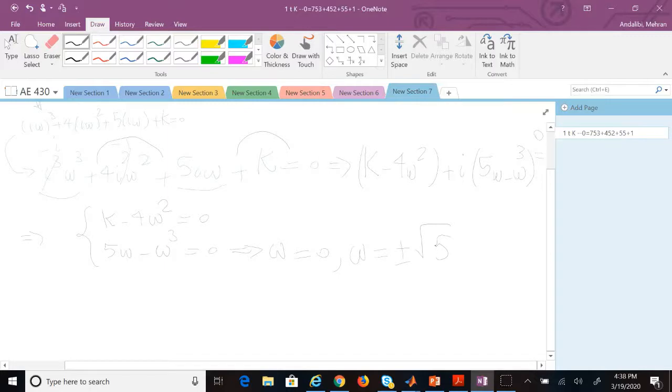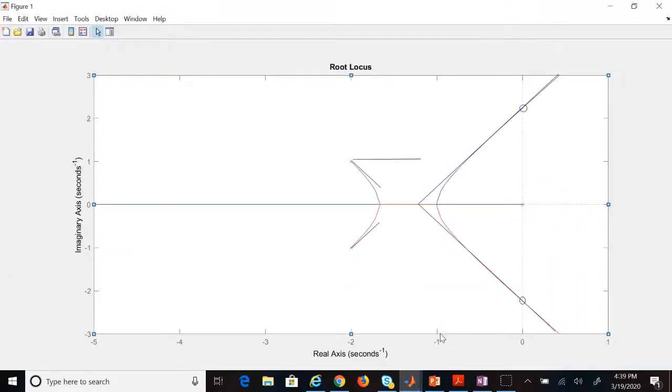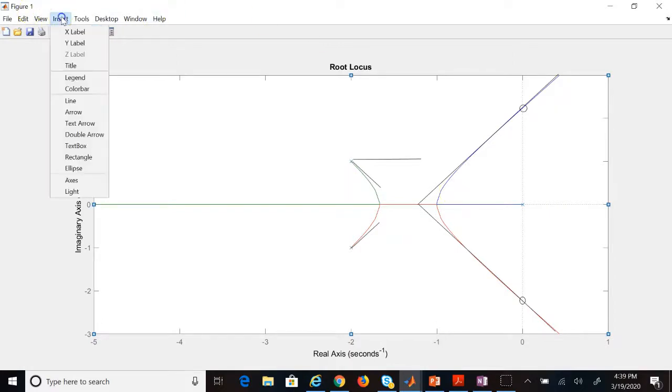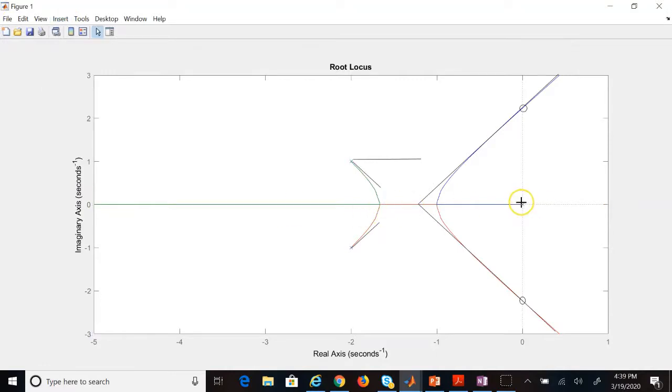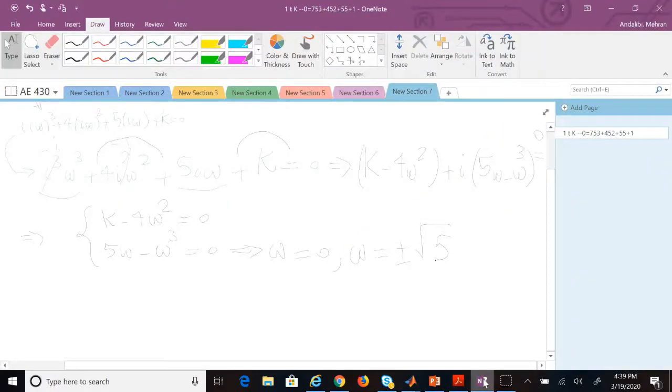Correct? Omega 0 is not an answer for us because we know the intersection point. Actually, it is, because if you look at the Root Locus again, there is one other point where the Root Locus will hit the imaginary axis, right? And that's here, at the origin. So omega of 0 is actually a valid solution, but what I'm really caring about is this one, which is square root 5, and this one, which is negative square root 5.